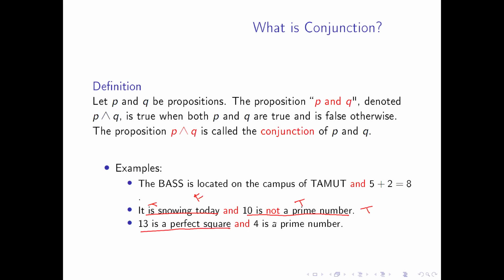13 is a perfect number, and 4 is a prime number. Well, the fact that we know 4 is not a prime number, this is false. It doesn't even matter what this one is. It automatically makes the whole statement false. So when we do a conjunction, if we know even one part's false, we automatically break it.